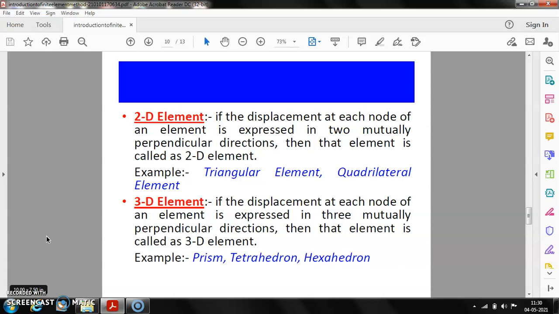Next, coming to the 3D element, here the displacement at each node of the element is expressed in three mutually perpendicular directions. Okay, here each node has three kinds of degree of freedom, or three kinds of displacement in different directions. So such an element is known as a 3D element. Here prism, tetrahedron, hexahedron are the best examples for a 3D element.